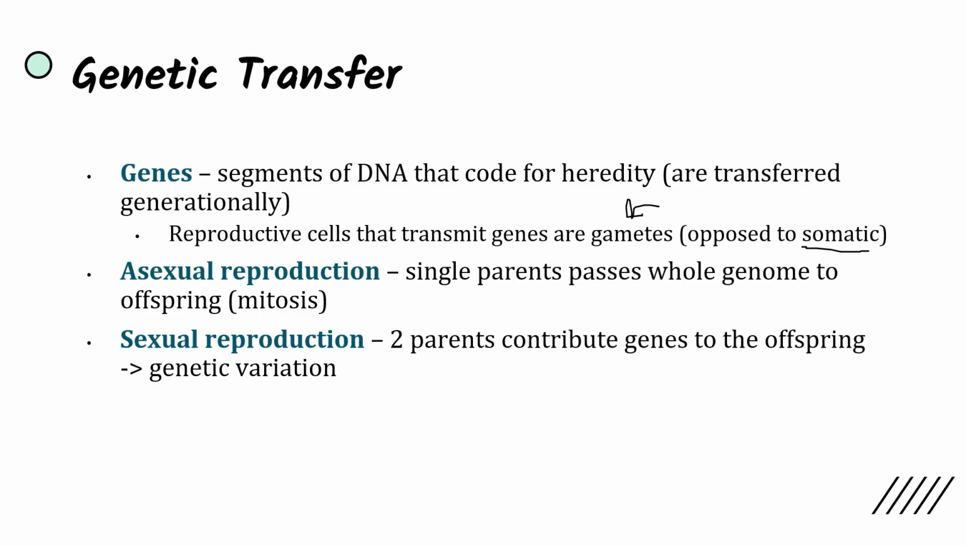Asexual reproduction is when a single parent passes their whole genome to the offspring. This happens through mitosis, where we're generating an exact clone of the cell, versus sexual reproduction, where two parents contribute genes to the offspring, leading to genetic variation. And this is what's going to happen in meiosis. So instead of creating an exact duplicate of the cell, we're now changing up the genome of the cell through genetic variation.